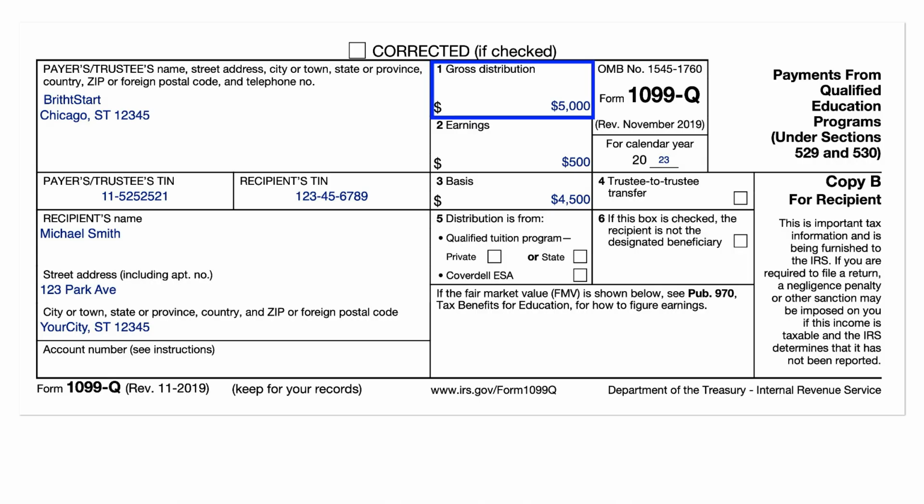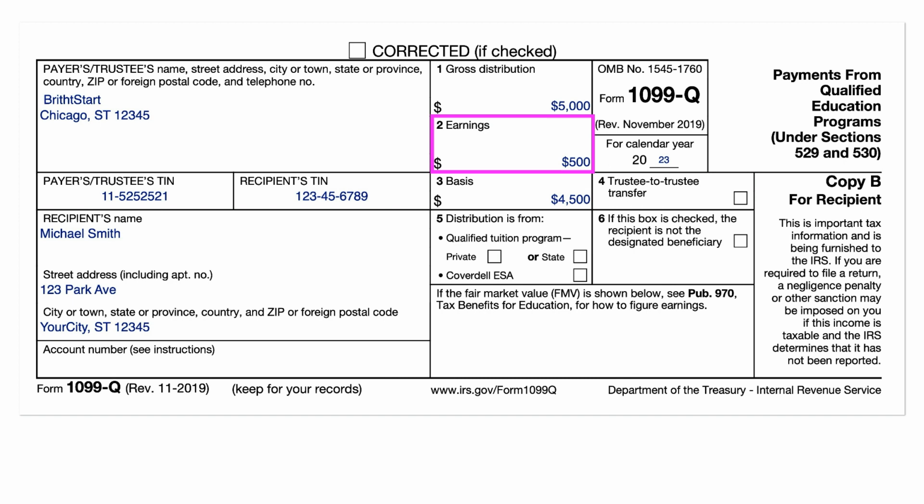Box 1 reports gross distribution, and in our example, that was $5,000. Box 2 reports how much of the total taken out was earnings. Box 3 reports how much you contributed to the plan, and that amount is never taxable. That is return of principal. The amount in box 2 is what is taxable if the 529 funds were not used for education expenses.